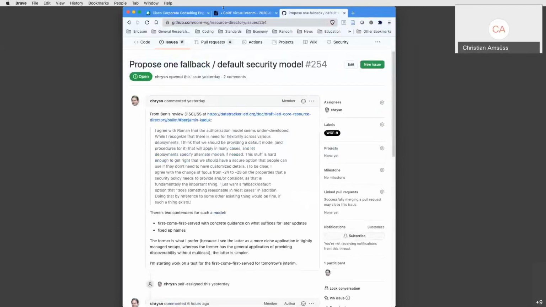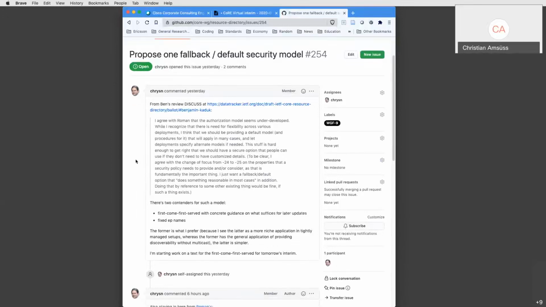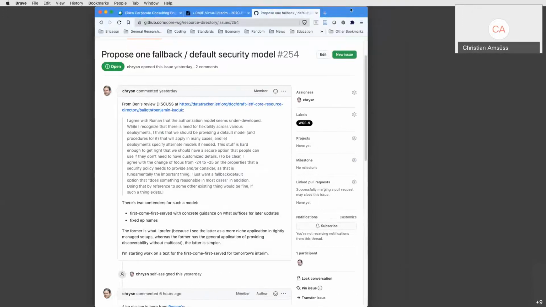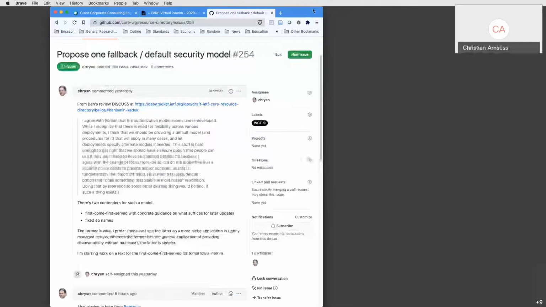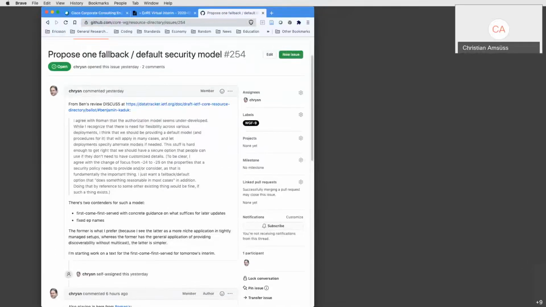So one of the feedback points, and we've already talked about this at the IETF proper or the last interim, not sure, is that we should have at least something that we can recommend people to implement in the resource directory as a security policy, because we are introducing that there could be any, but that seems to be a bit too abstract for people to work from. So the two contenders here are the first come first serve model and the endpoint names. The endpoint names would be basically what Lightweight M2M is doing.